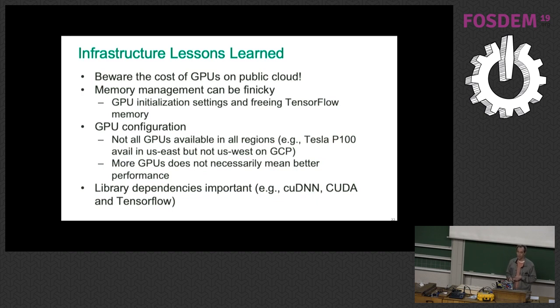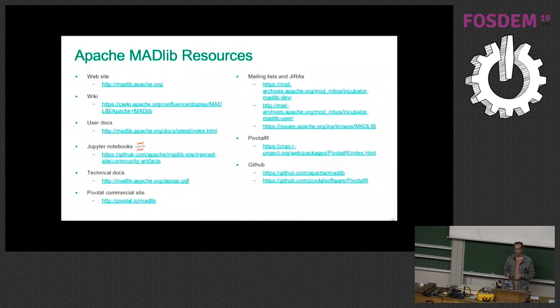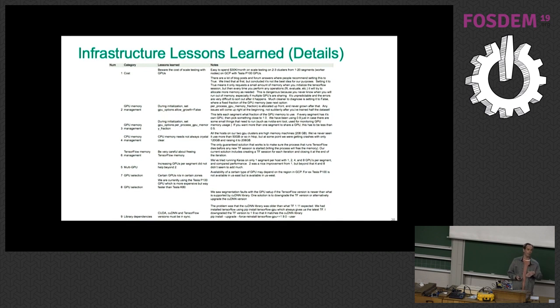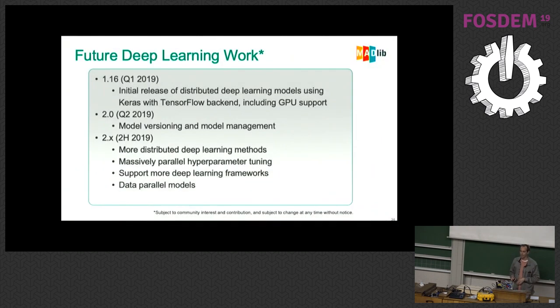On the infrastructure lessons learned, my number one thing is beware of the cost of GPUs on public cloud. We had some sticker shock when we got our bill after the first month. The other thing is memory management can be very finicky: GPU initialization settings and freeing TensorFlow memory. There's a lot of folklore there. I put at the back of this deck a more detailed list. If anybody's having issues around GPU memory, we found a bunch of blog posts that were helpful, and a lot of stuff we had to fail and learn on our own. This isn't just database specific. Have a look there, it may save you a bit of time.